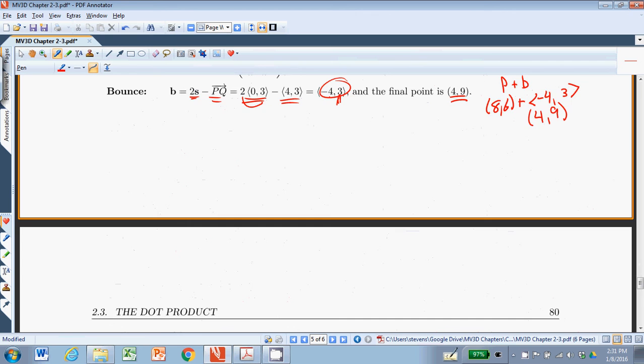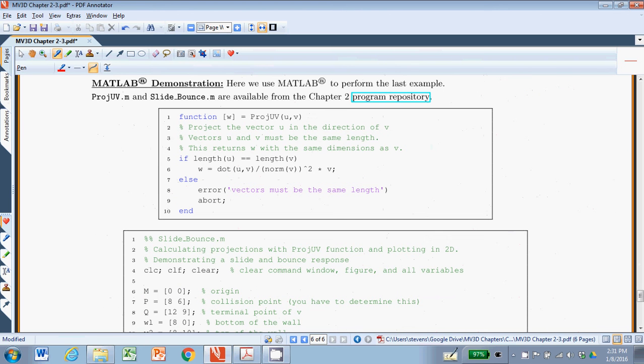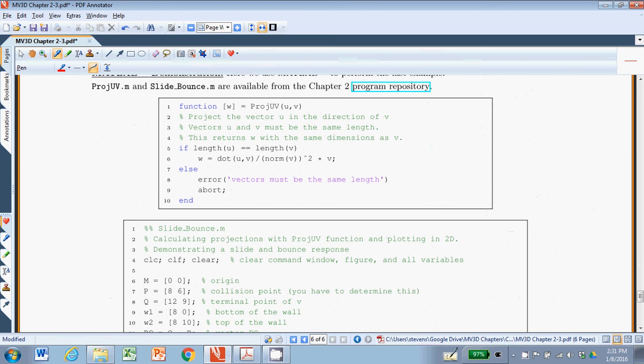For example, suppose I did this entire problem in MATLAB. I first created this function called projection, and this is in the Chapter 2 program repository. This is just a check to make sure that the lengths are the same. In order to project one vector onto the other, they both have to be from R2 or R3. And so this is just that formula. By the way, this is the projection of U onto V. Remember, if you switch that order, you won't get the right answer.